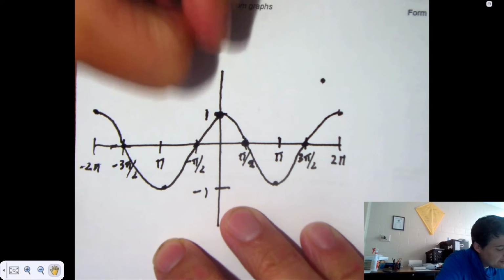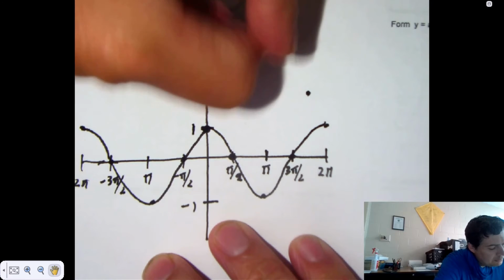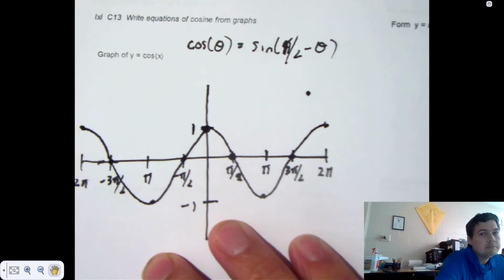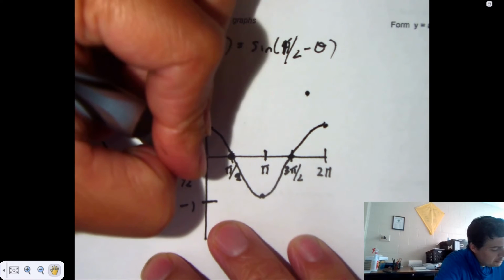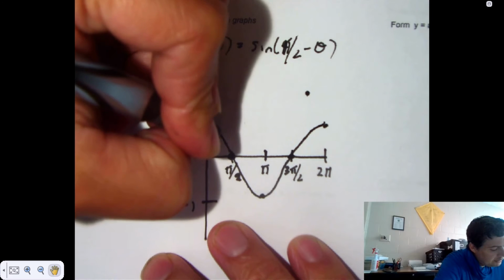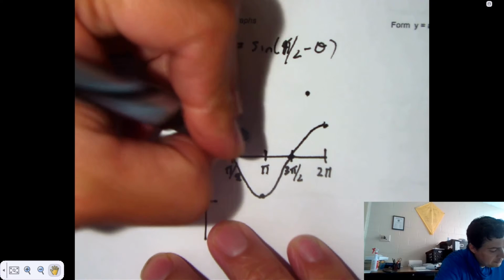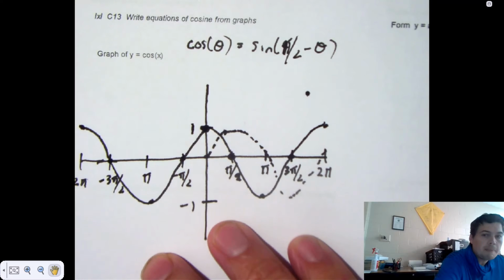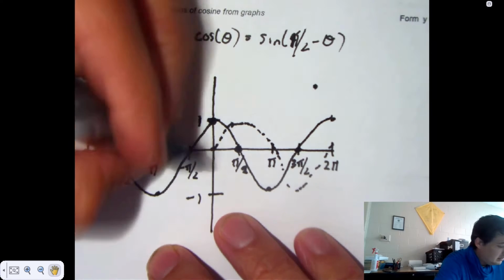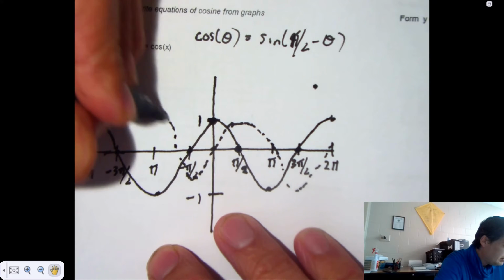But you have the identity that says the cosine of an angle is the sine of 90 or pi over 2 take away that angle. So what I'm going to do is overlay the graph of sine on this function. And it would start here. I'm going to dash it out. It would rise to 1. And then it would start its journey downhill. And then it would go back up. It's not perfect because I'm dashing instead of drawing.